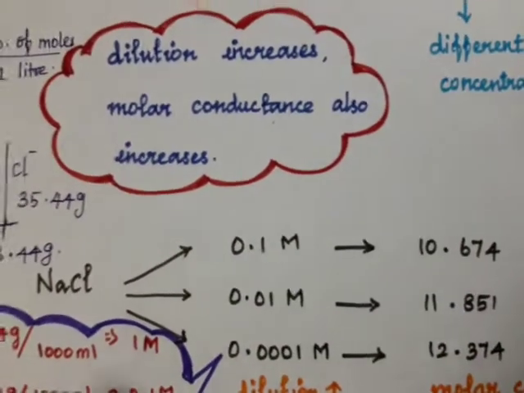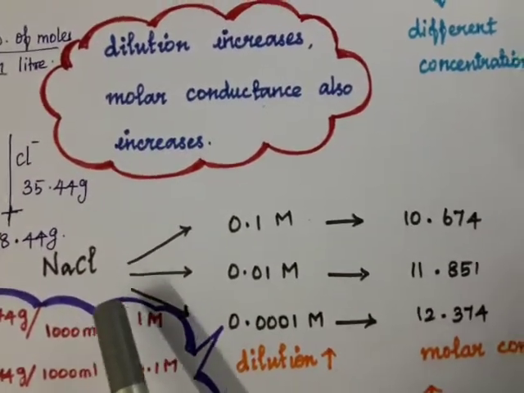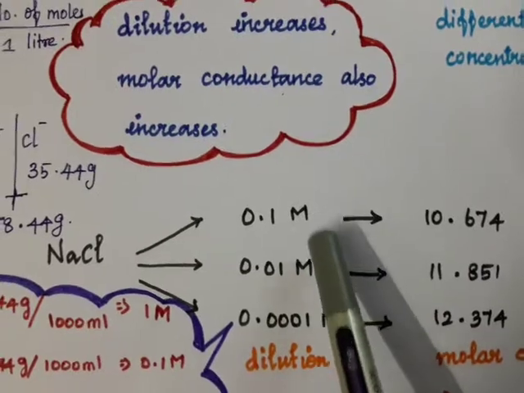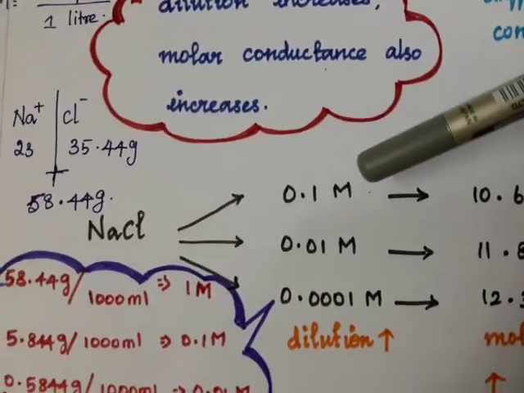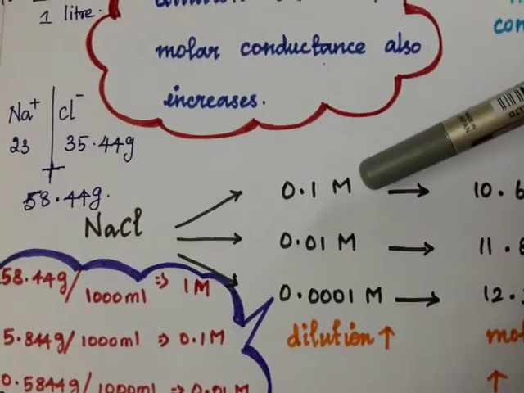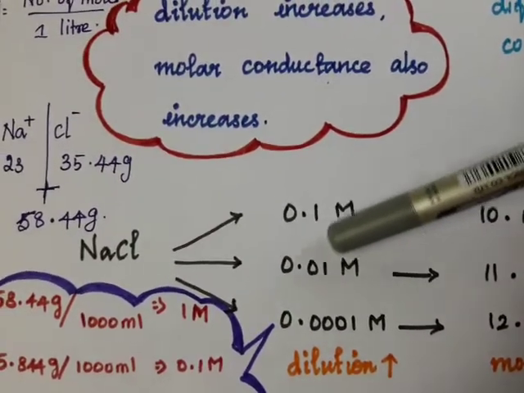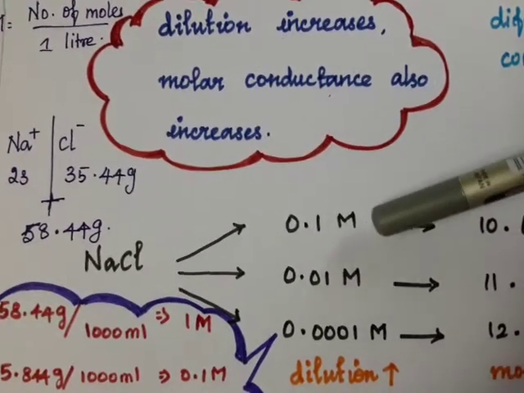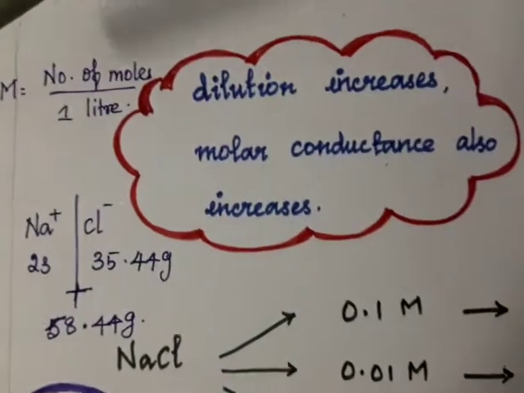Here I have taken sodium chloride salt at 3 different concentrations, right? The first concentration is 0.1 M. What is meant by capital M? M means molarity. What is meant by molarity?